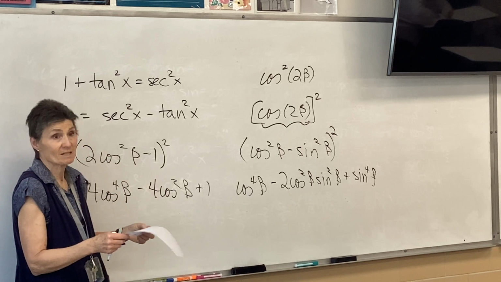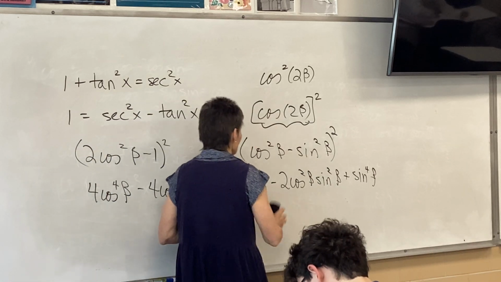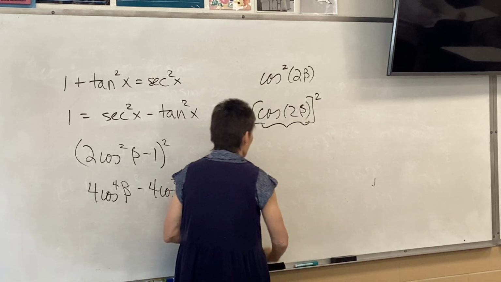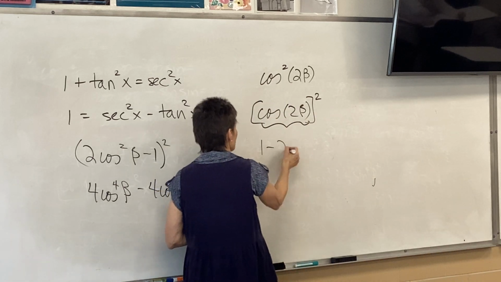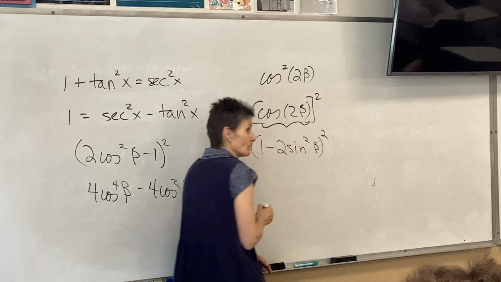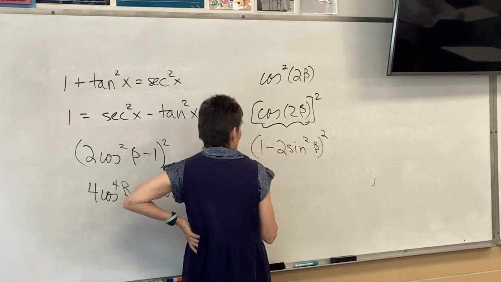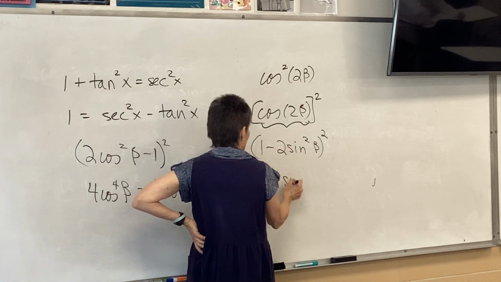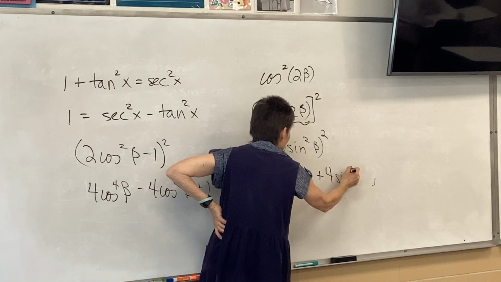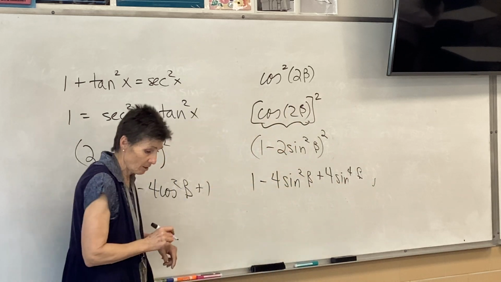So statement 1 must be false. Let's see why it's false. There are 3 options that you have for this formula. The other one is 1 minus 2 sine squared. What do I get when I square that? Is that on my list?